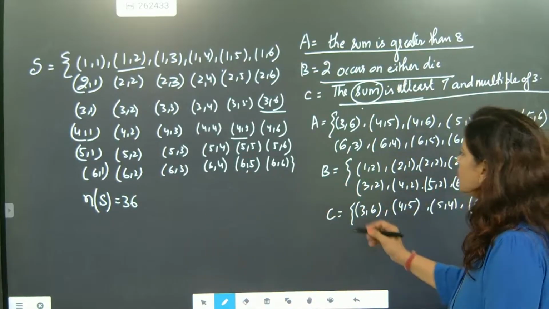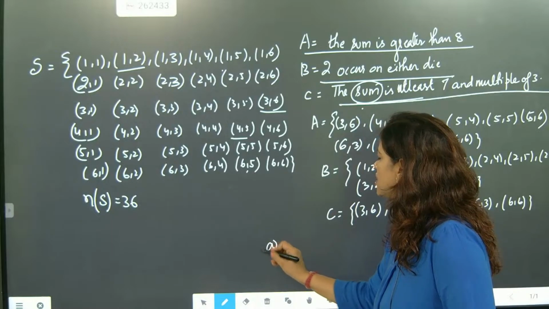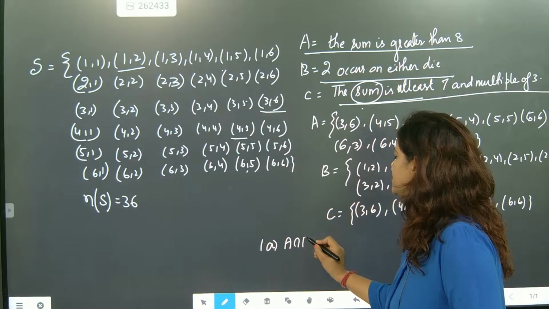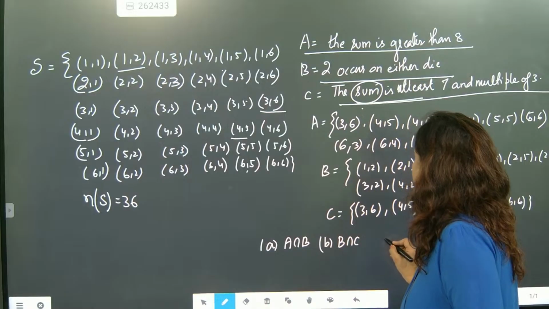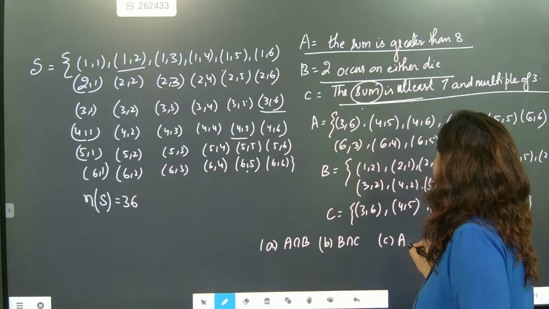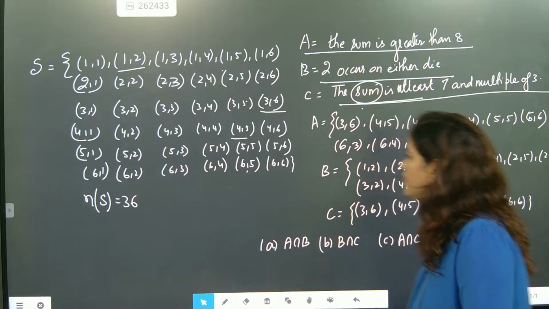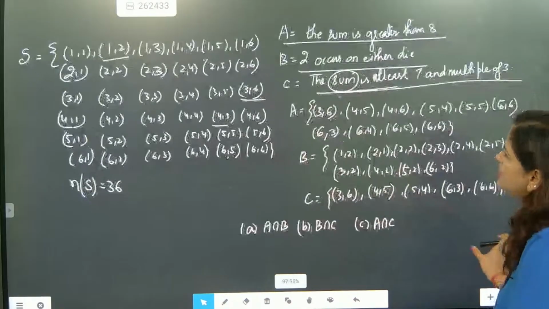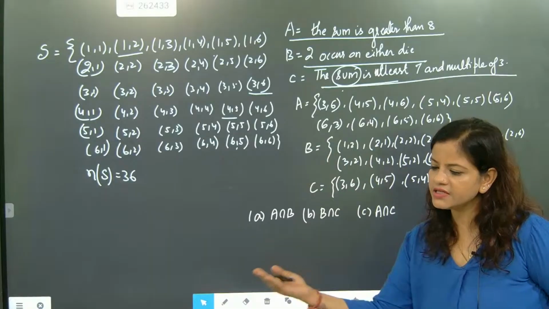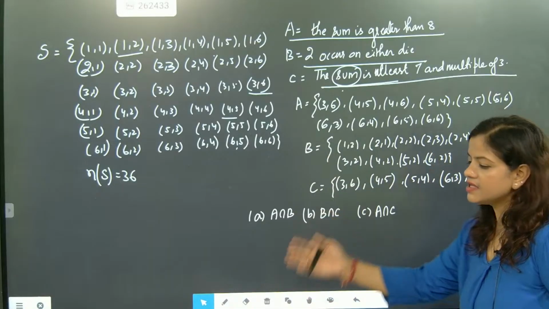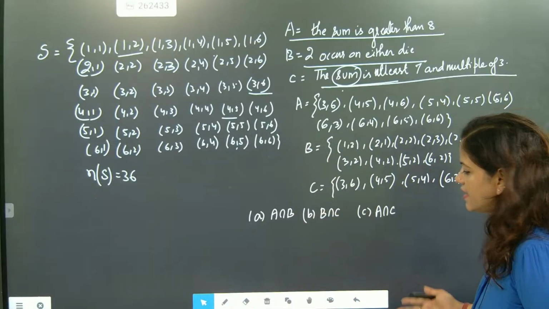Understood? Now, beta, what do we have to do? The question was we have to find A intersection B, and then B intersection C, and then A intersection C. Come on, start doing it, because everything I have served, everything I have written. Now the only work for you is to find A intersection B, B intersection C, and A intersection C.